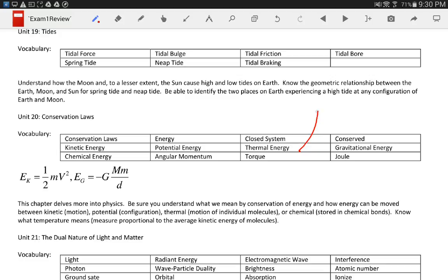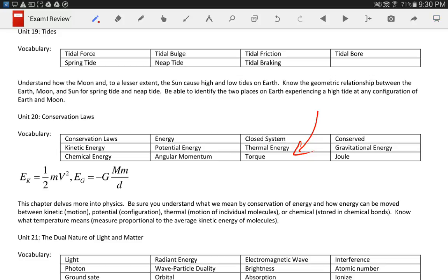Thermal energy is the name we give to the energy that they have because of their motion. So thermal energy, if you think about it, it's actually kinetic energy. But it's the kinetic energy of an uncountable number of molecules moving around. And so we just combine it into this one blob we call thermal energy.